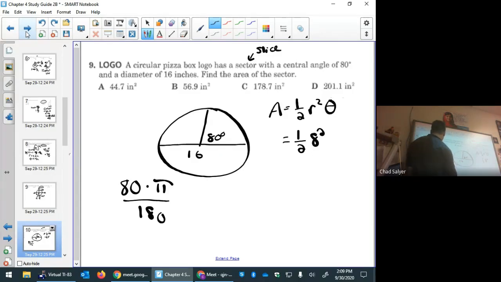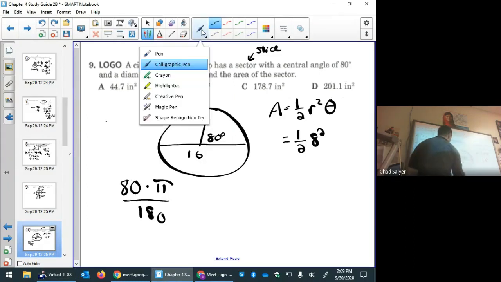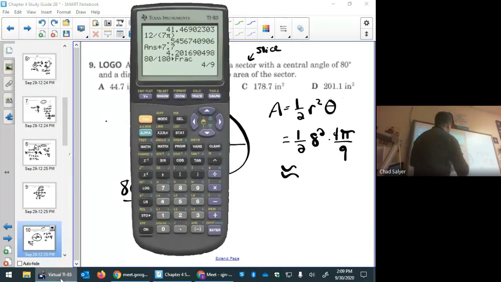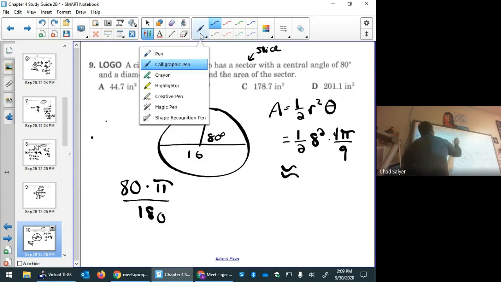We'll use the calculator to reduce it real quick. 80 divided by 180, math, enter, 4 pi over 9. So we'll use the calculator to approximate here. So 0.5 times 8 squared times 4 times pi divided by 9. And so that's about 44.68, which rounds up to 44.7, and that's the answer they're looking for. A is in alpha.